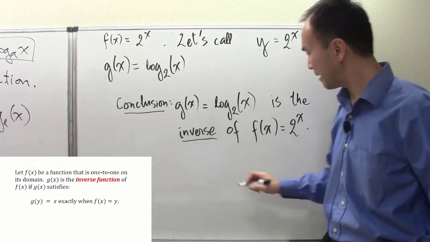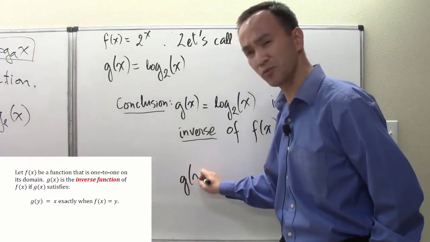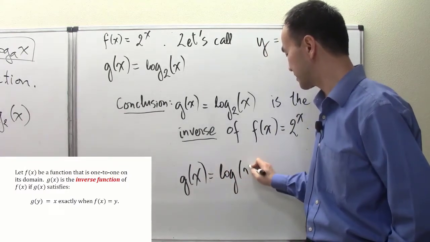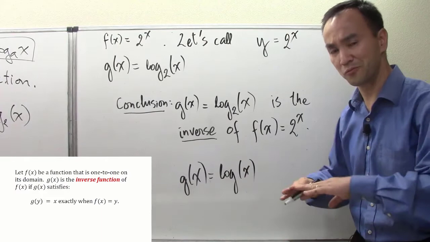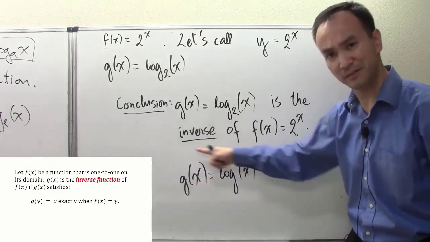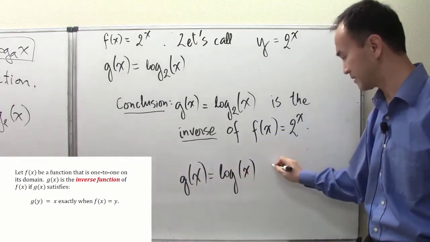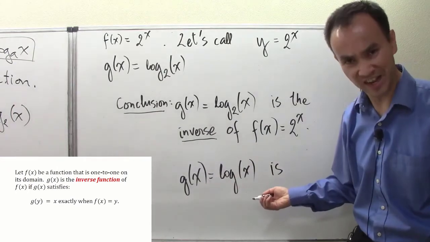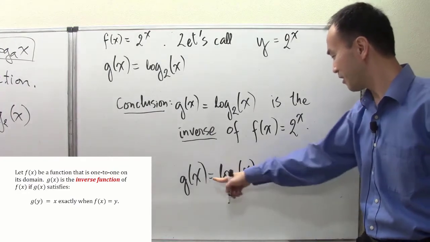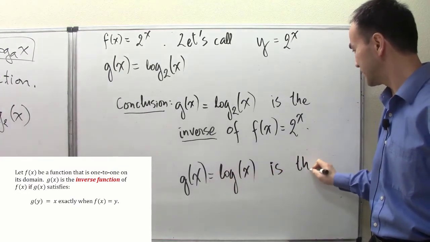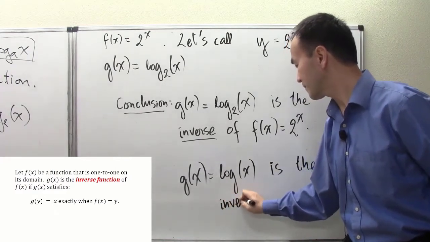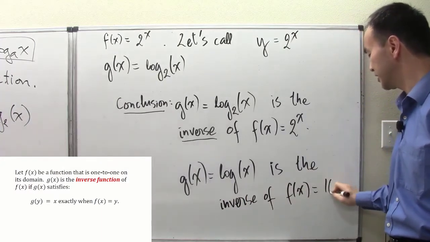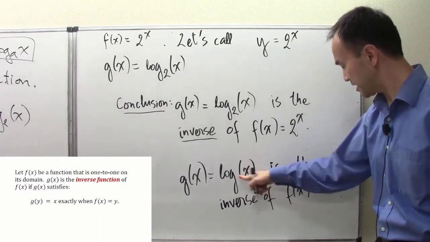So think about it. What if g of x was defined as log base 10 of x? What can we generalize? If this was log base 10 of x, then as an educated guess, can log base 10 be the inverse of f of x defined as 10 to the x? See, the same base 10 here.